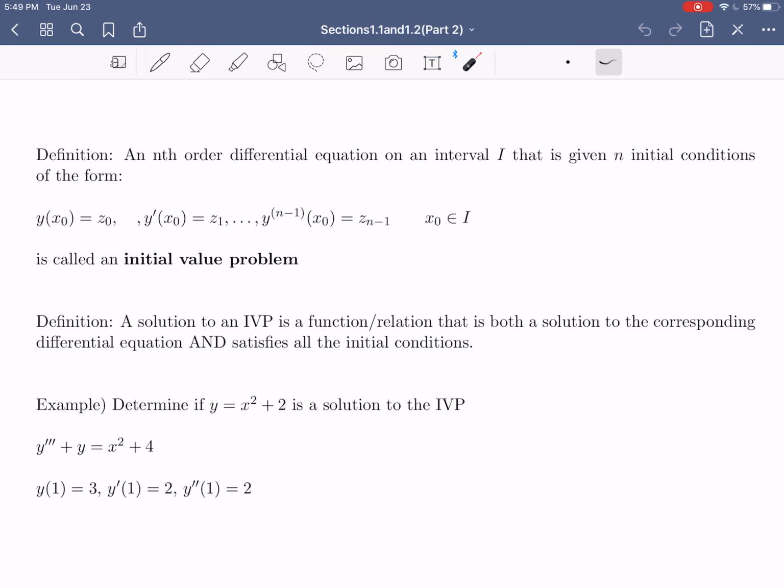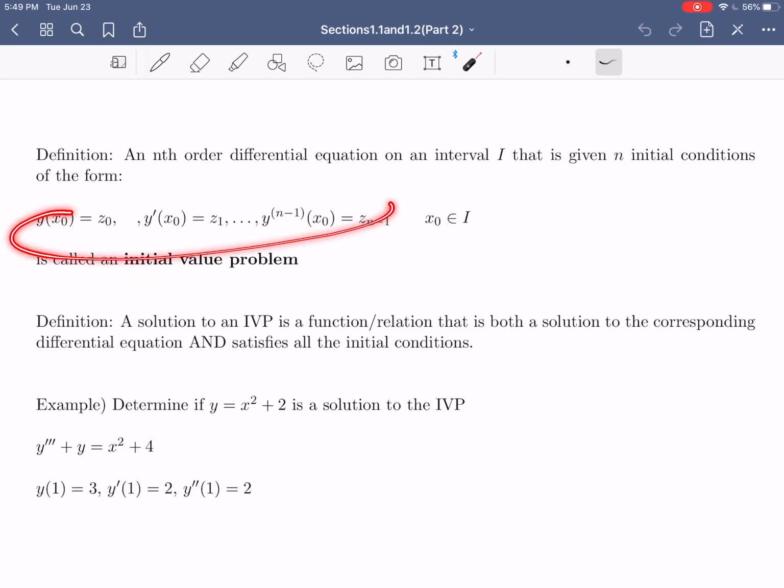So consider an nth order differential equation on an interval I that is given n initial conditions of the form y at x0 is some constant z sub 0, y prime at that same x sub 0 is z sub 1, all the way down to the n minus first derivative at that same x sub 0 is equal to z sub n minus 1. So these are all just constants here, where that x sub 0 is, of course, in the interval that everything is defined on. This is what's called an initial value problem. So an initial value problem is basically an nth order differential equation along with these n initial conditions.